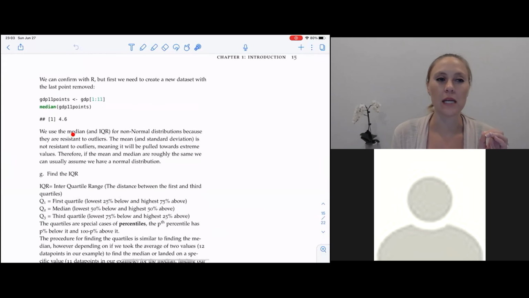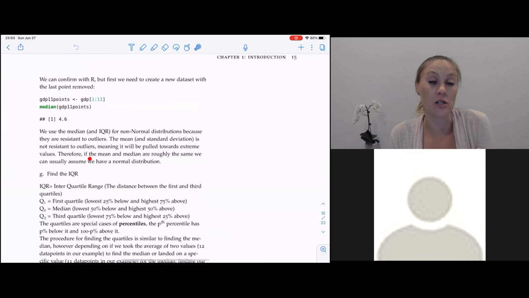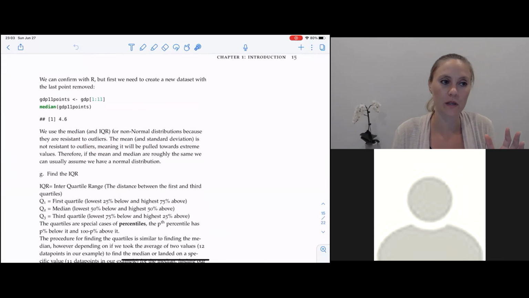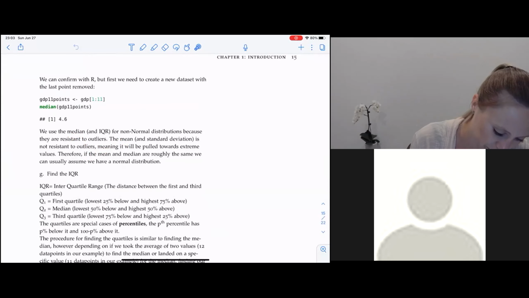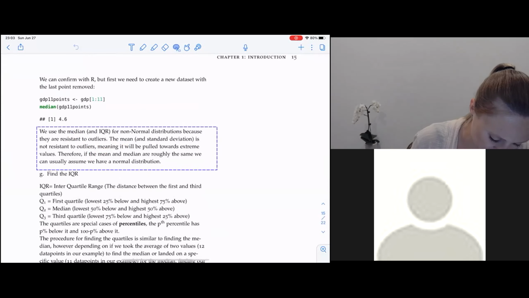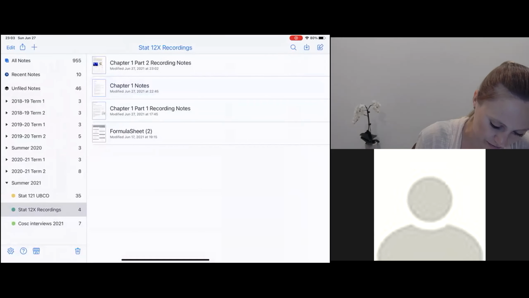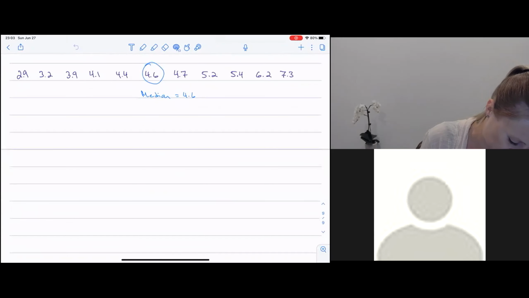The reason we use the median and the interquartile range later for non-normal distributions is because they're resistant to outliers, whereas the mean and the standard deviation use the mean, right? So of course it's going to be influenced, but the mean is not resistant to outliers, meaning that it's going to be pulled towards extreme values. Okay. So if the mean and the median are roughly the same, we can usually assume that we have a normal distribution. So this little tidbit, I'll follow up with a little graphic here.